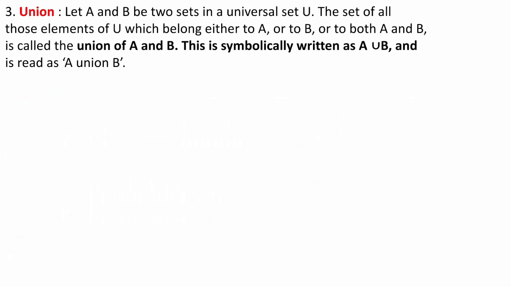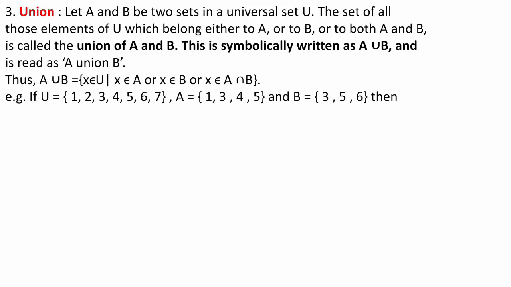Third, union. Let A and B be two sets in a universal set U. The set of all those elements of U which belong to either A or to B or to both A and B is called the union of sets A and B. This is symbolically written as A union B. Thus, A union B is the set of all elements x in U such that x belongs to A or x belongs to B or x belongs to A intersection B. For example, if U equals {1, 2, 3, 4, 5, 6, 7}, A is the set {1, 3, 4, 5}, and B is the set {3, 5, 6}, then A union B is {1, 3, 4, 5, 6}.